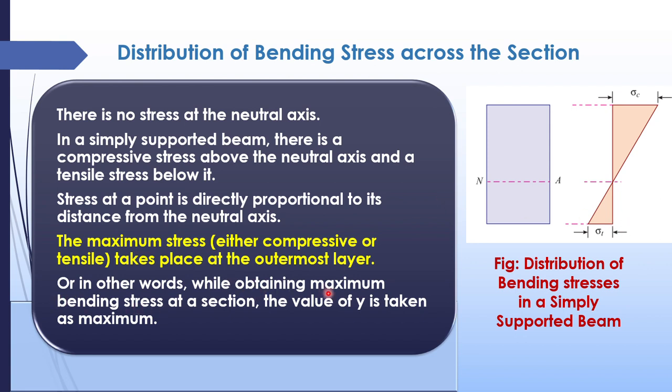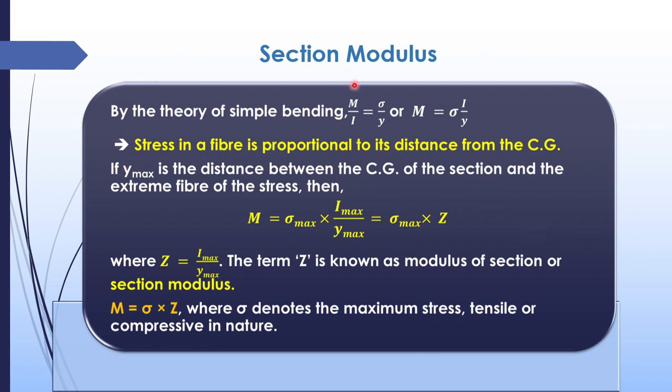Now, in other words, while obtaining the maximum bending stresses at a section, the value of y is taken as maximum. What is y? y is the distance from the neutral axis to any fiber. At this point, this point, any point, it is y. So when y is maximum, at that point the maximum stress will occur. When y is maximum in the upward direction, the maximum compressive stress will occur. And when y is maximum in the downward direction, from this point to this point, the maximum tensile stress occurs.